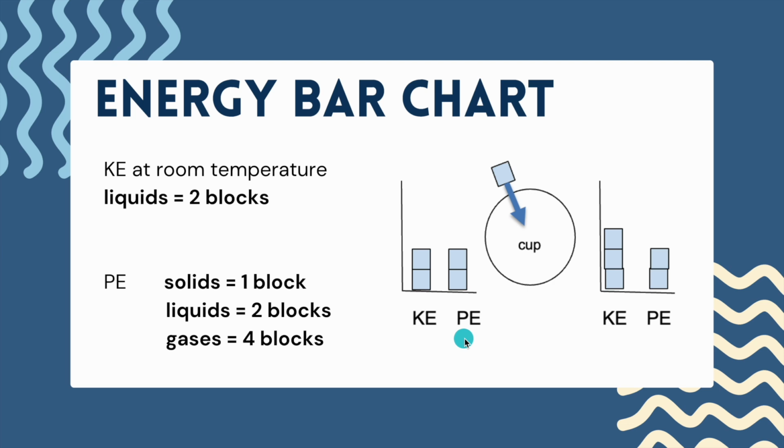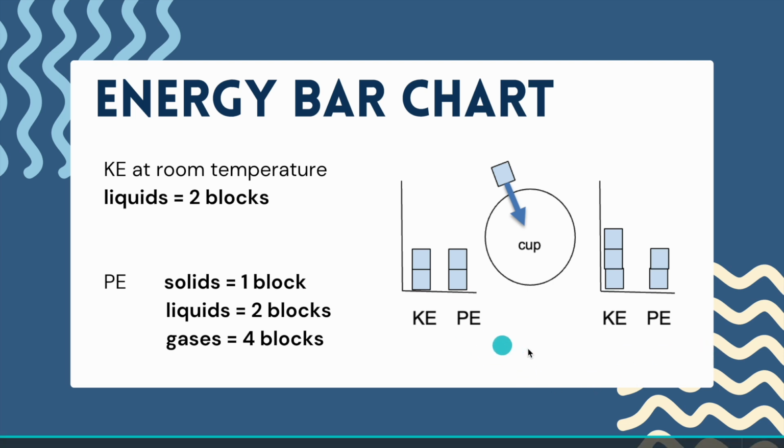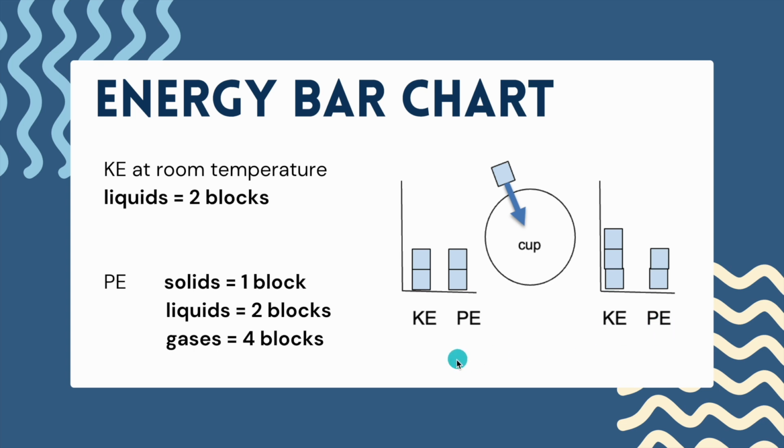Now in this case, the phase energy or potential energy did not change. The phase energy is the same. Now these we do have a hard, fast rule for. Solids are represented by 1 block, liquids are represented by 2 blocks, and gases are represented by 4 blocks. So you can see here that this is discussing a liquid. It started as a liquid, and it's ending as a liquid.